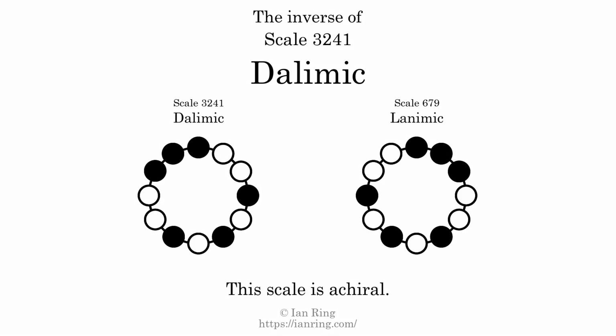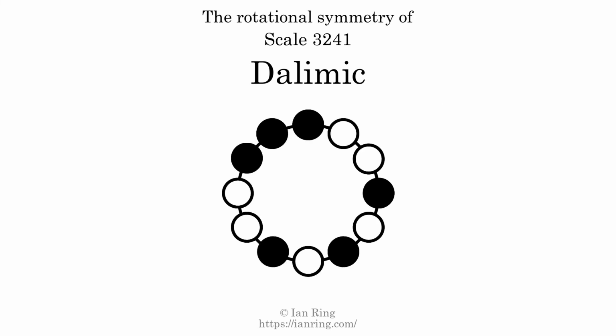The inverse of a scale is a mirror image. It is what you get when the sequence of intervals is reversed. The inverse of this scale is scale 679, also known as Dalimic. This scale is achiral, since it can transform into its own reflection by a rotational transformation. This scale has no rotational symmetry.